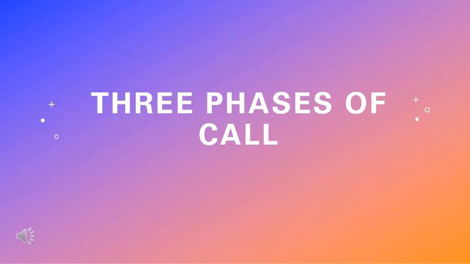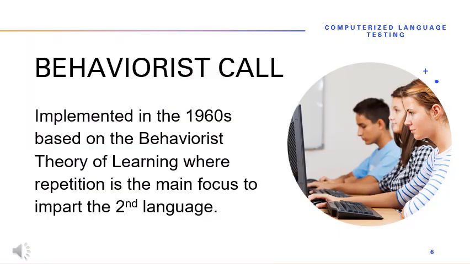Let us first backtrack on the history of CALL, and here are the three phases of CALL. The first stage of CALL is called behaviorist CALL. From the name itself, it is based on the behaviorist learning theory, where repetition is the key to learning. This was first developed in the 1950s, then was fully implemented by the 1960s.